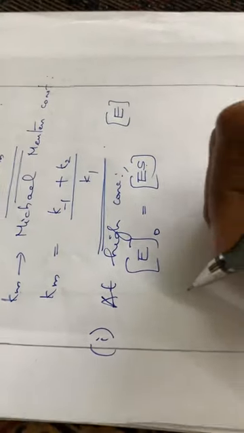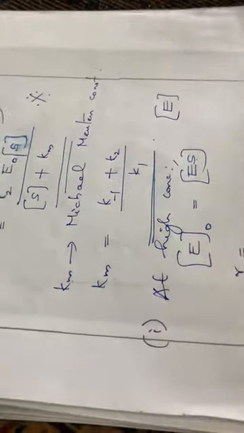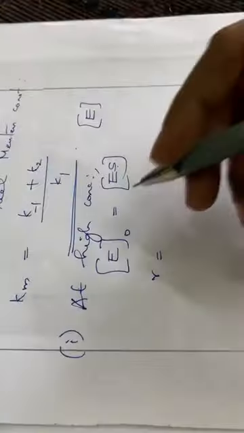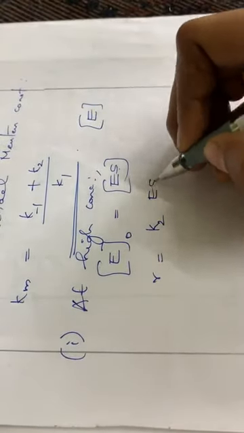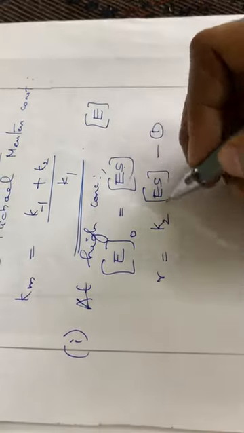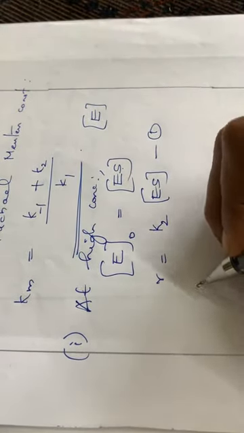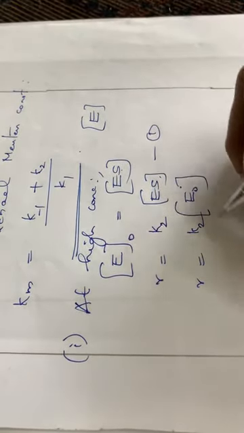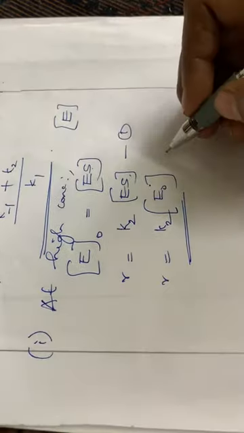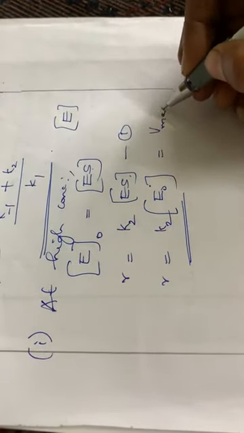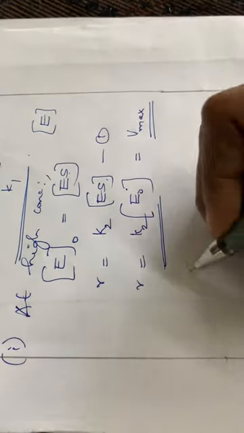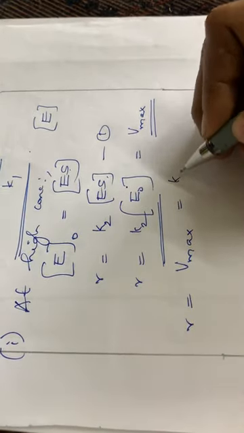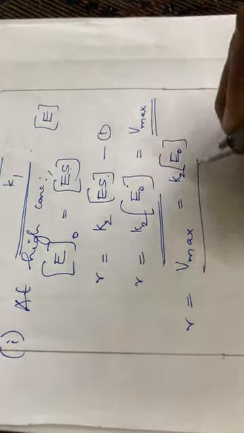So what is our first equation? The first equation is rate is equal to K2 into ES, isn't it? So substituting this value in the first equation, rate will be equal to K2 into, instead of ES, we can write E0. Rate is equal to K2 into E0. In enzymology, this rate is represented by Vmax, so we can write the equation as Vmax is equal to K2 into E0. That is one condition.